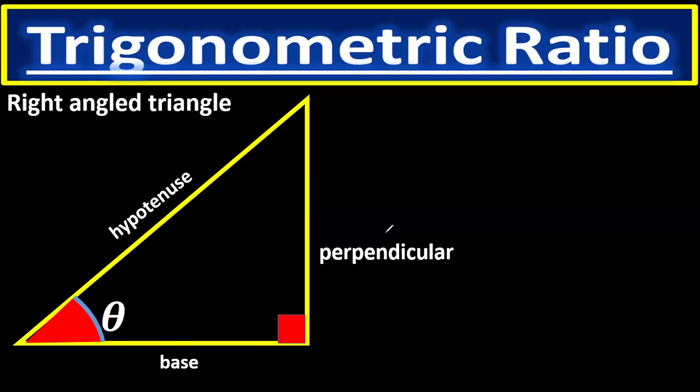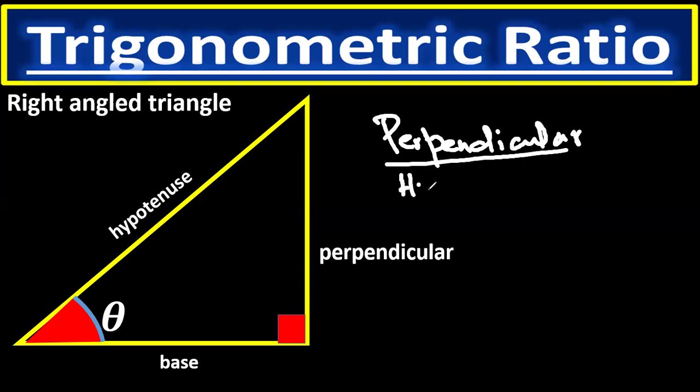First of all, the ratio between the sides. What is a ratio? A ratio is the fraction of two quantities, two values. One is the perpendicular, the second is the hypotenuse. If we consider perpendicular over hypotenuse, the ratio of perpendicular to the hypotenuse is considered sine theta. Remember, always this will be considered sine theta.